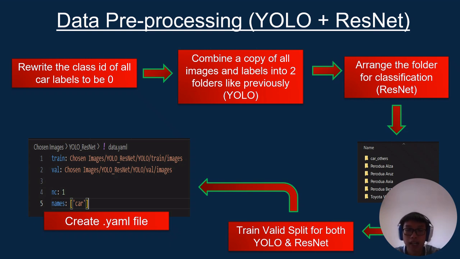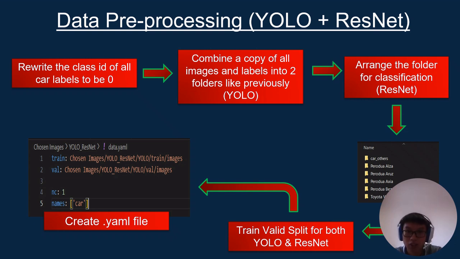Next, I would like to talk about how the ResNet folder arrangement should be. The folder should be arranged in such a way, and the labels should be removed from them. Inside these subfolders, there will be images. The reason for this is that ResNet will use these subfolders to classify all the images.